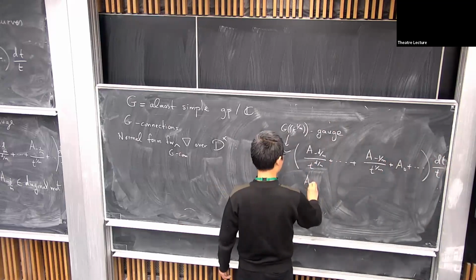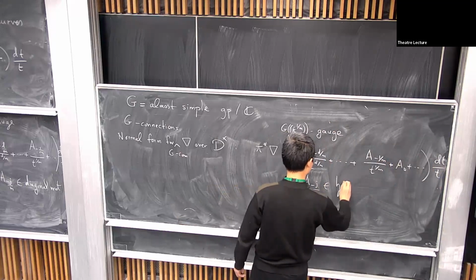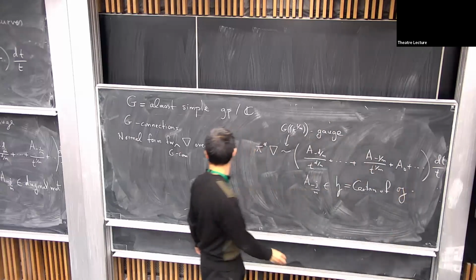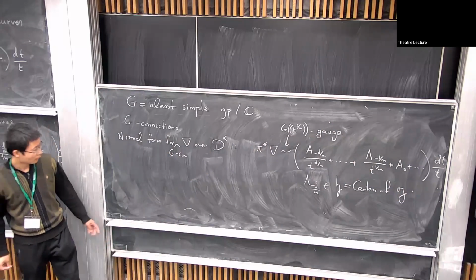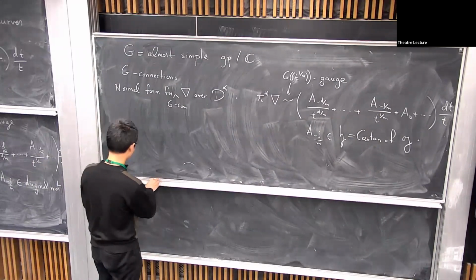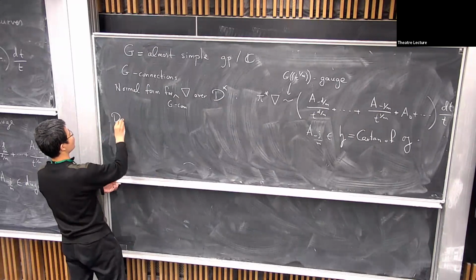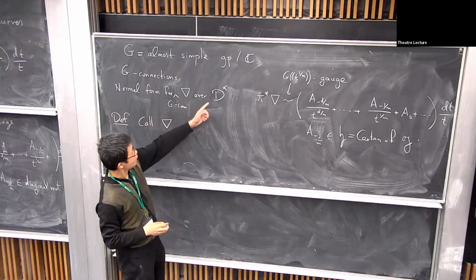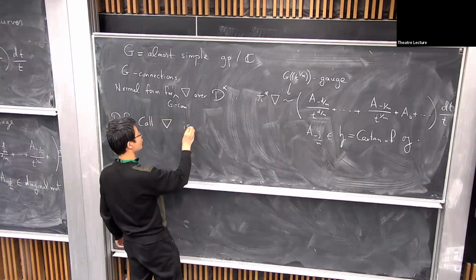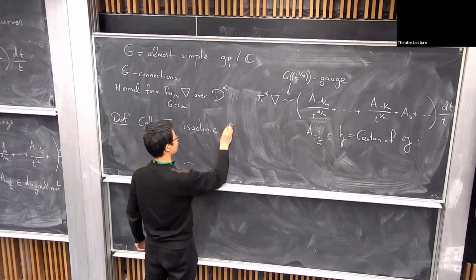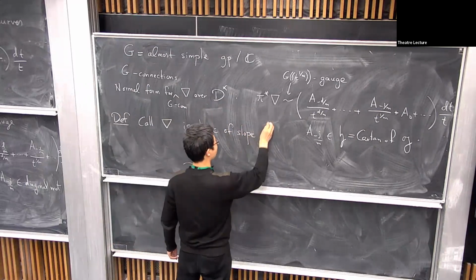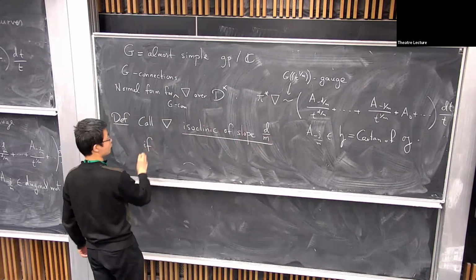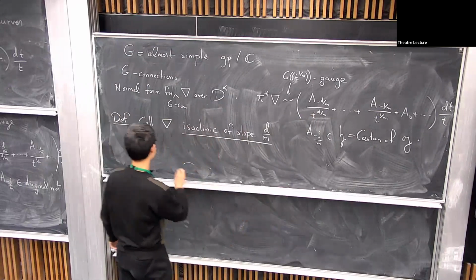Where all the negative terms lie in a fixed Cartan. Oh, the algebra of G. So let's make a definition here. We call such a connection over a punctured disk isoclinic of slope d over m, if the leading term here is regular semi-simple.